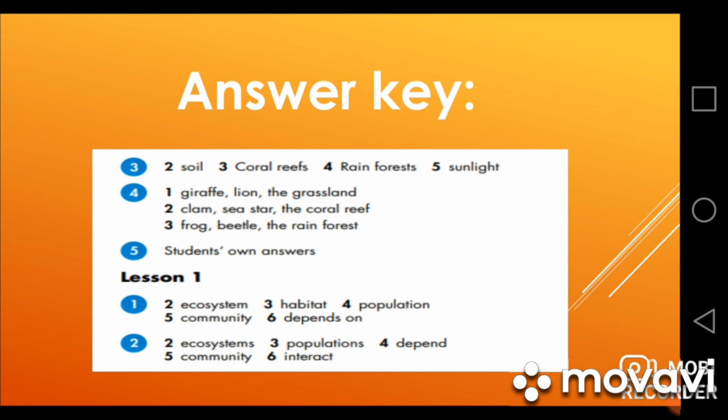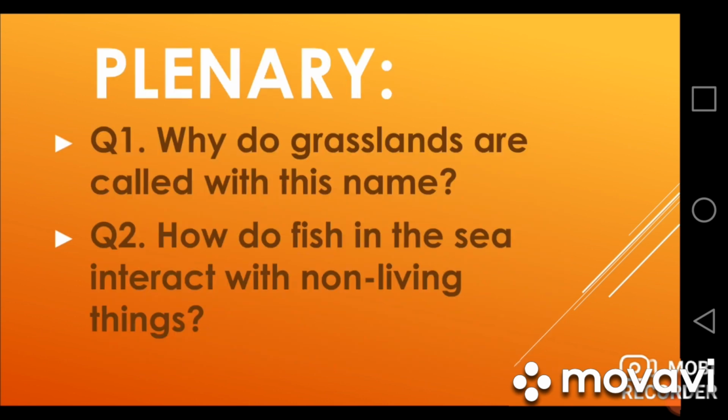Here is the answer key for all the questions that we have just solved. If you are not getting any answer, you can take help from this answer key. Here are some plenary questions for you. You will not write them in the notebook, you just have to answer them orally. Question number 1. Why are grasslands called by this name? The answer is very easy. The grasslands are called by this name because they are covered with a lot of grass.